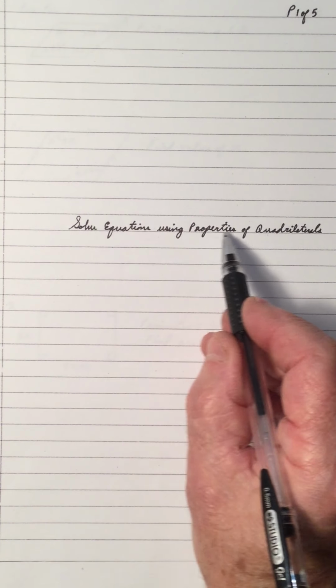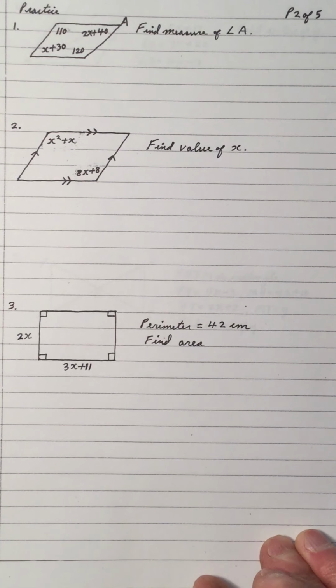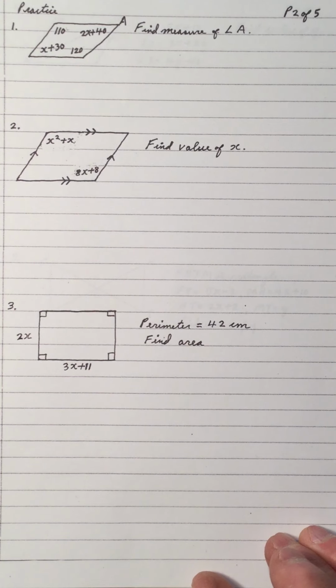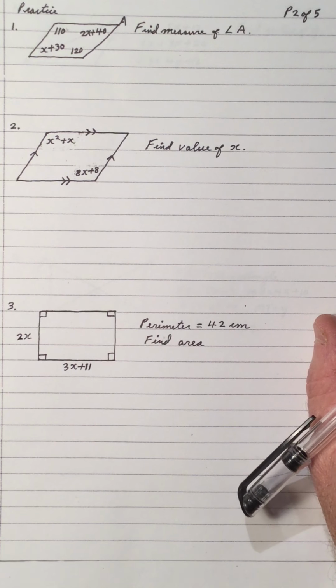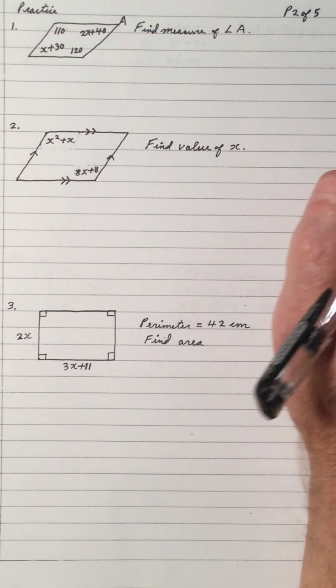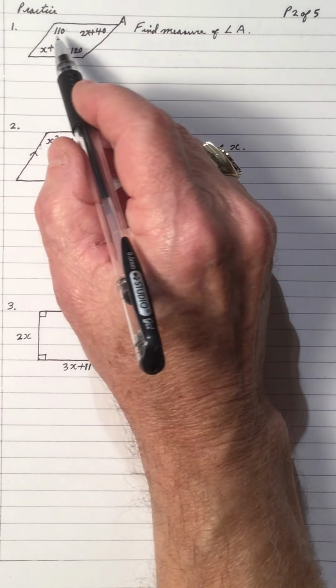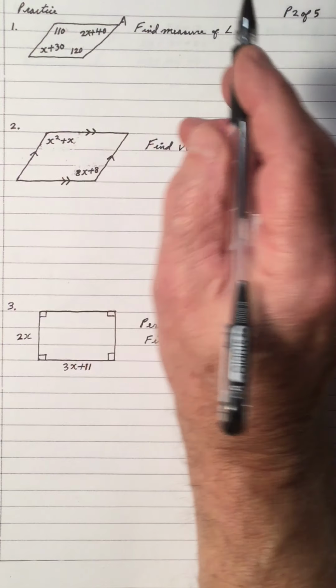Solve equations using the properties of quadrilaterals. So we're going to come up with equations using the properties. So let's do some practice. You can pause the video and see if you can work these out as I go through them. And number one, I have a quadrilateral, four-sided figure in the angles.